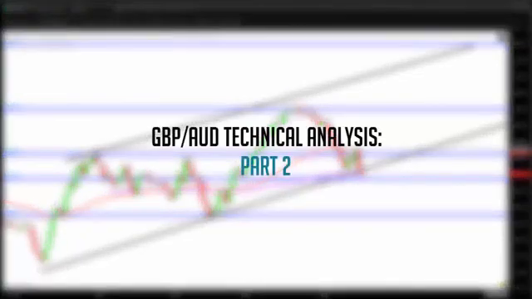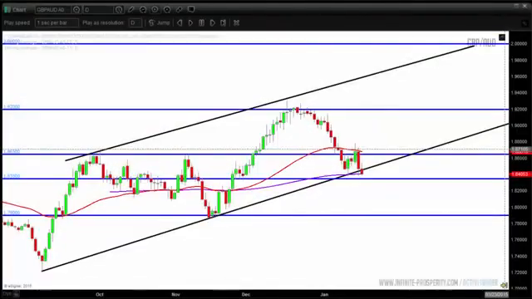What's going on, traders? Welcome to part 2 of the Pound Australian Dollar technical analysis. In part 2, we're going to be taking a look at the daily chart as I wait for a confirmation signal to get long on this currency pair.